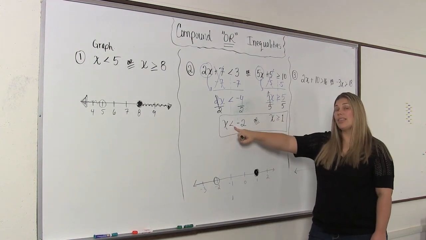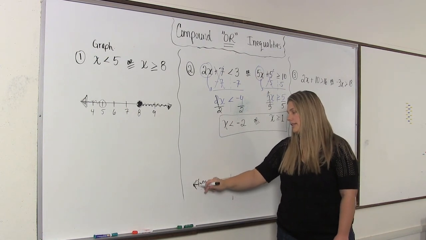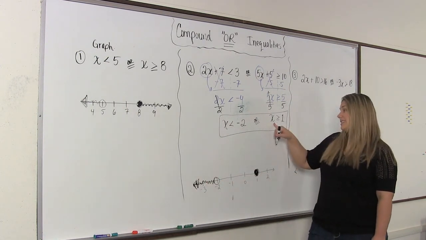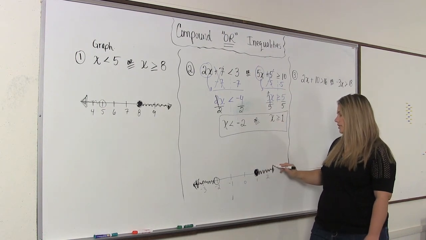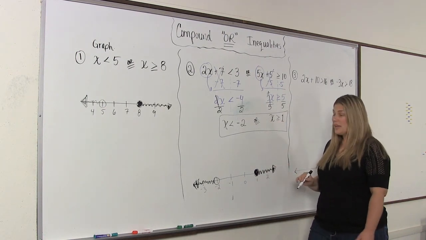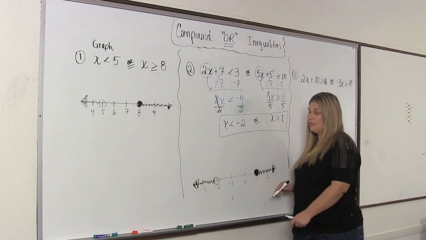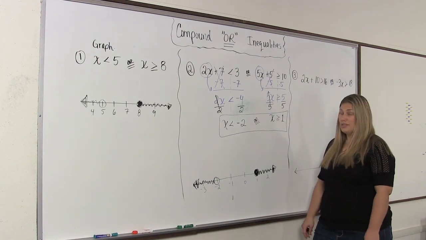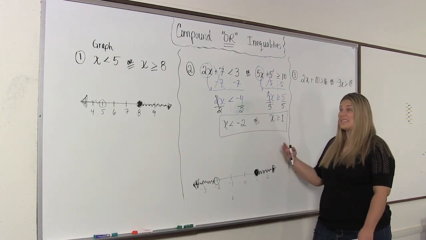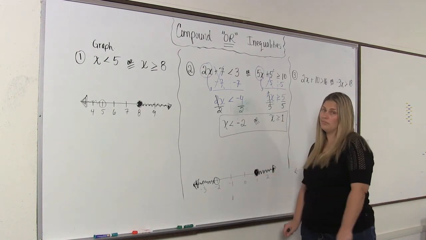If x is less than the negative 2, from the negative 2 I go to the left, but x can be greater than 1, so from the 1 I go to the right. So basically x can be any of those negative numbers to the left of negative 2, and it can be any of those positive numbers to the right of 1. So realistically, the only thing x can't equal is just right here in the middle.